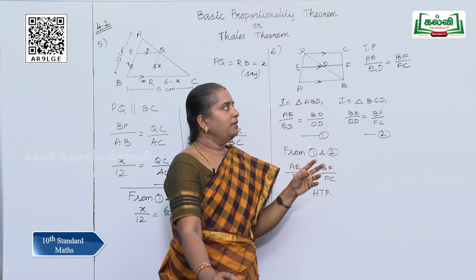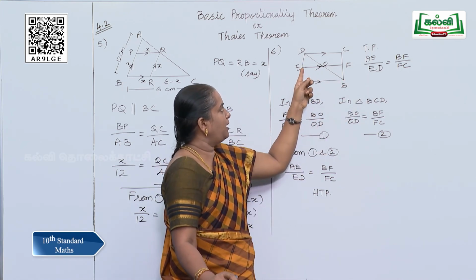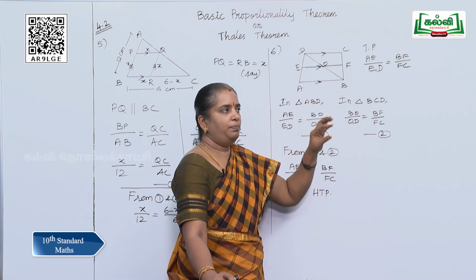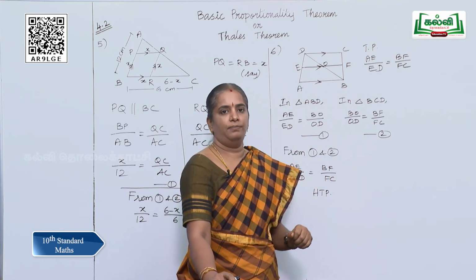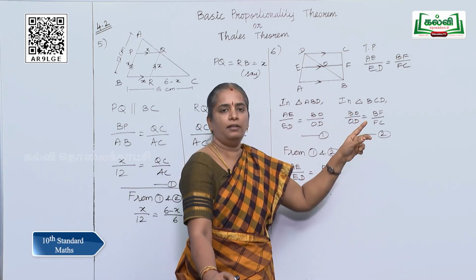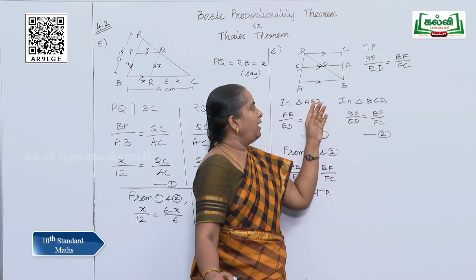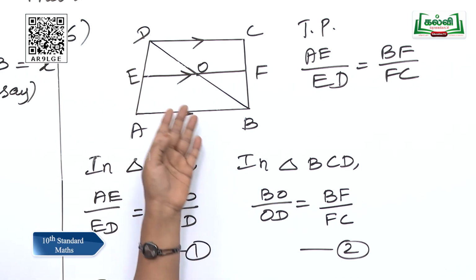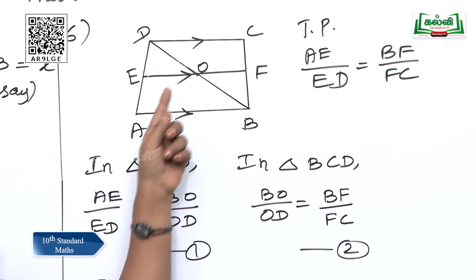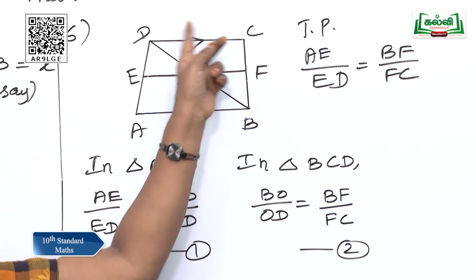Okay. Then we have to prove that AE by ED is equal to BF by FC. For proving this, we need triangles. For that purpose, we are going to join the diagonal of the trapezium. One of the diagonals should be drawn. So, we have taken BD, the diagonal BD is drawn now. So, after drawing BD, we have got two triangles. One is ABD, the other is BCD.